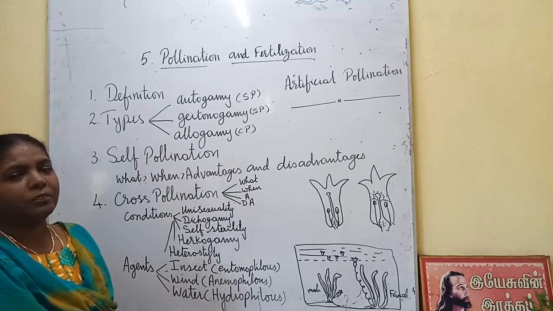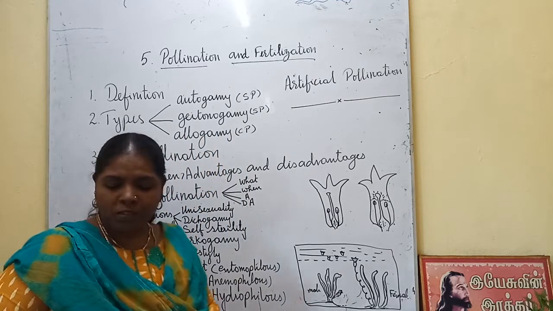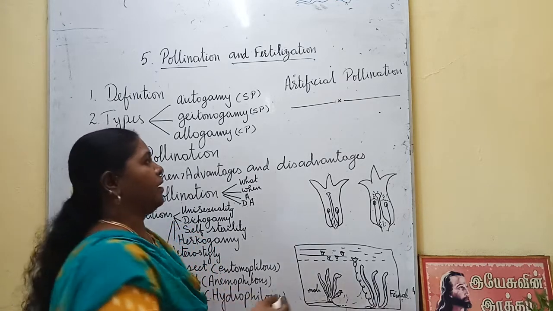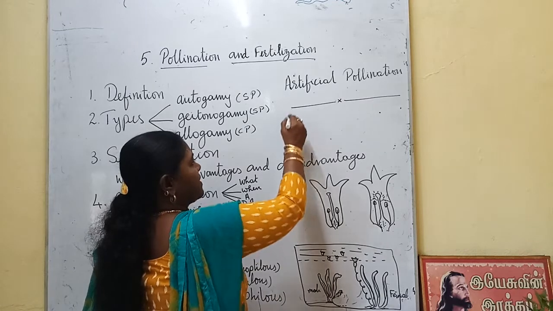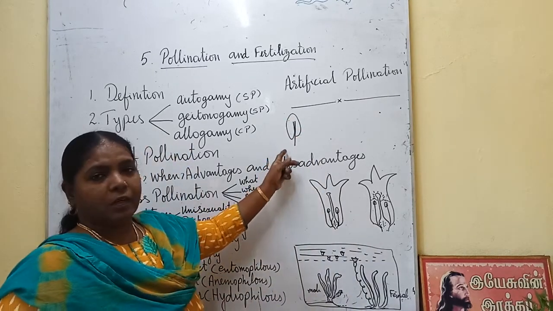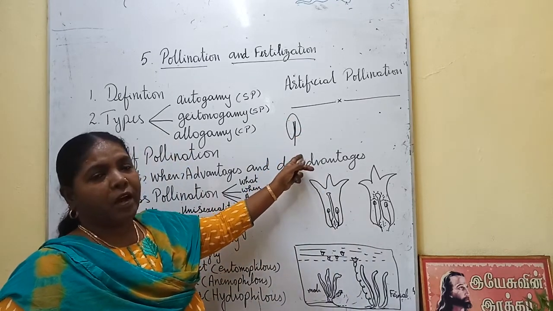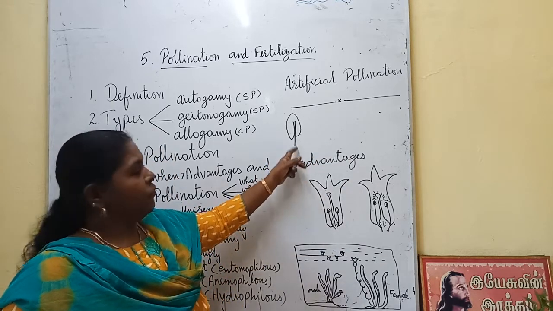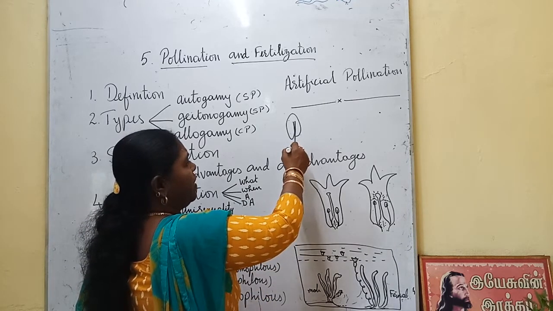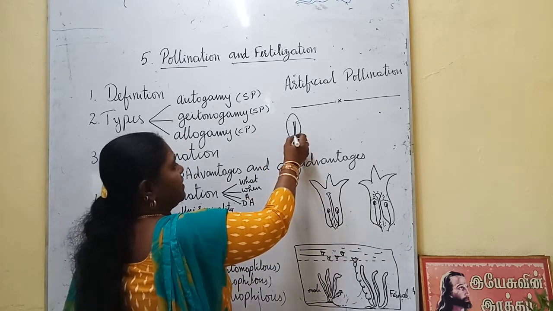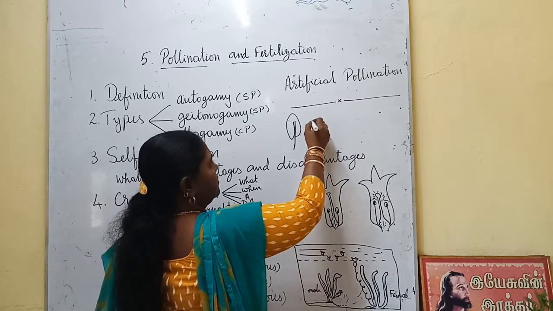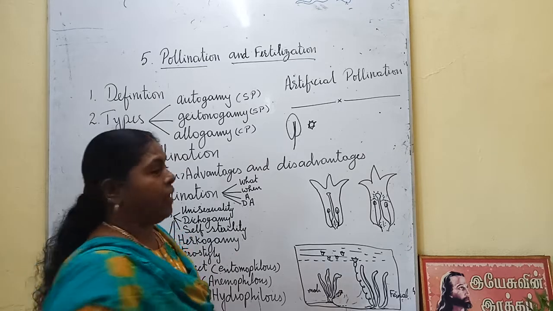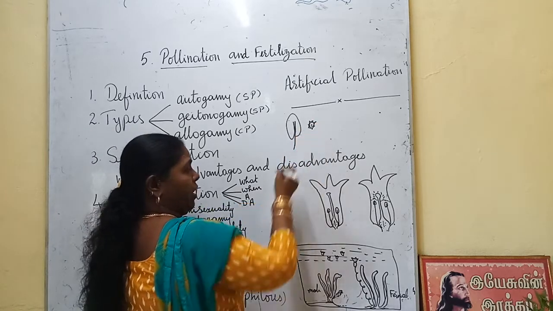What is pollination? Pollination is the process of transfer of pollen grain from the anther to the stigma. Last class, in the structure of the flower, we saw the male reproductive part, androecium, and the female reproductive part, gynoecium. Anther and filament together form the stamen, and this anther produces pollen grains. The pollen grains are the male gametophyte. They produce a sperm.